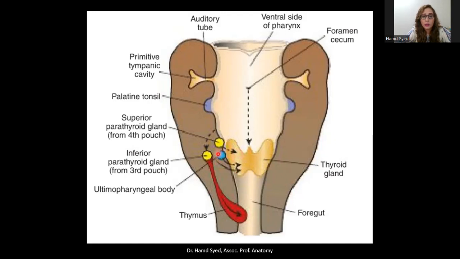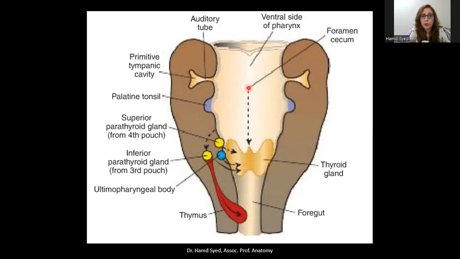The ultimobranchial body, it also travels to the thyroid gland, where it gets incorporated within this gland to form a special population of cells known as parafollicular or C cells. These are the calcitonin secreting cells, and calcitonin is a hormone involved in regulation of blood calcium. Since we're talking about the final destination of these structures, we should take a look at this thyroid gland.